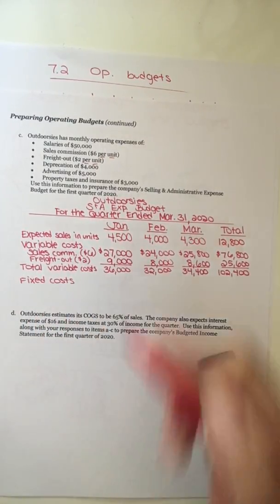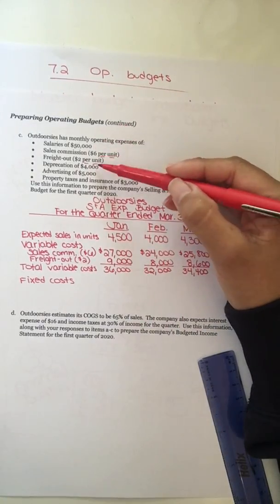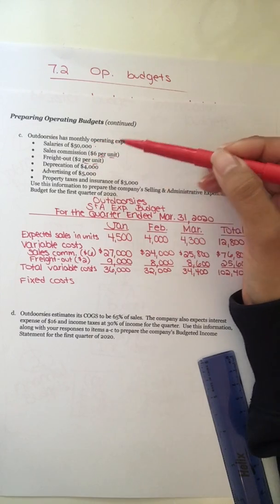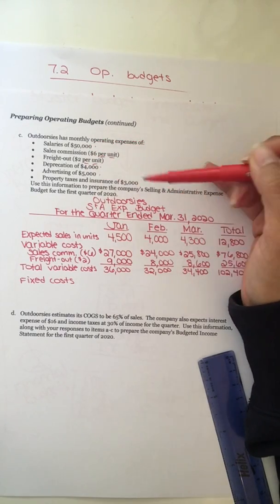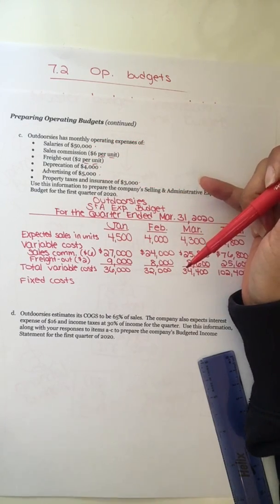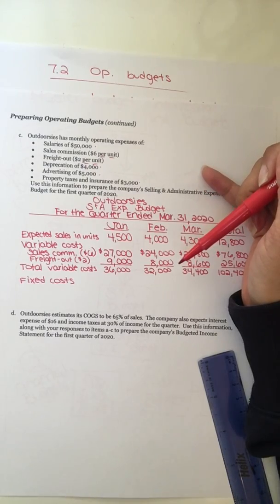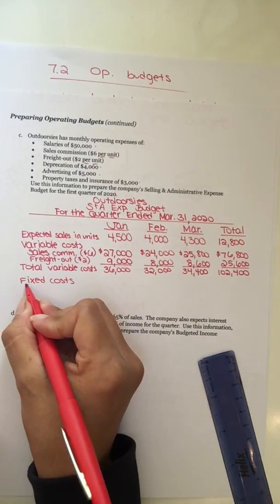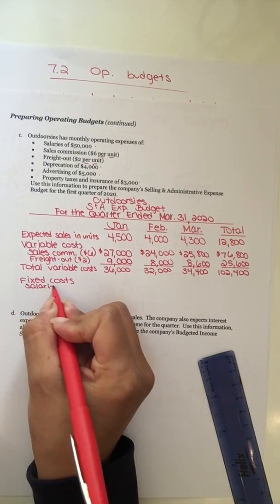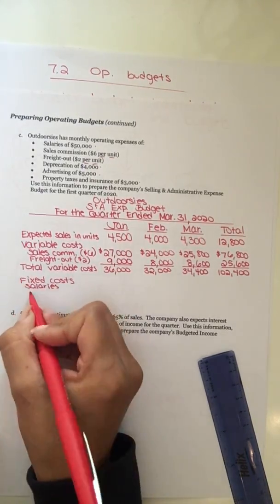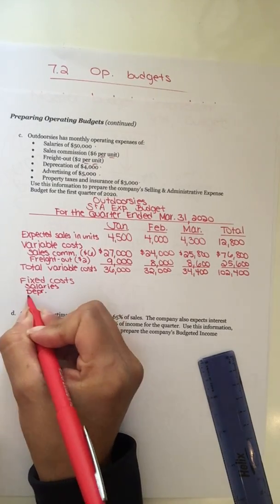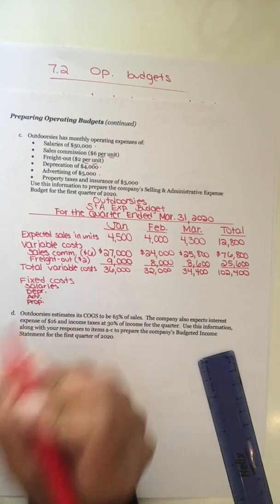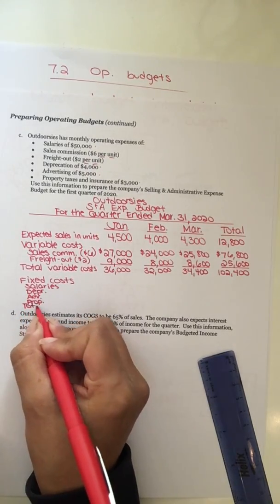Okay. All right. So anything that's given to you as a standard standalone amount, that's going to be your fixed. So it looks like we have salaries, depreciation, advertising, and property taxes. So a total of four. I hope I have enough room. It might get a little scrunched. Sorry. Salaries, depreciation, advertising, and property taxes. Oh, it's so scrunched. I'm so sorry. And then total fixed costs.